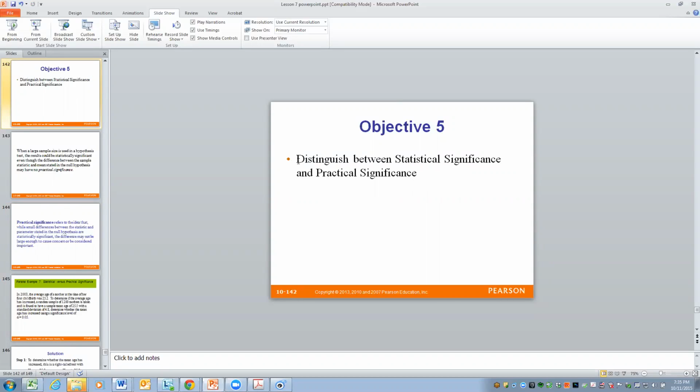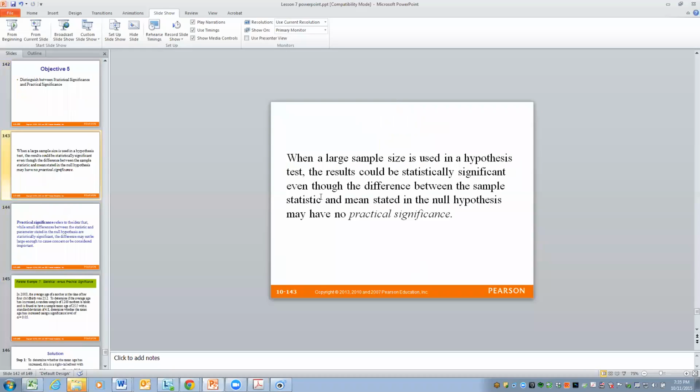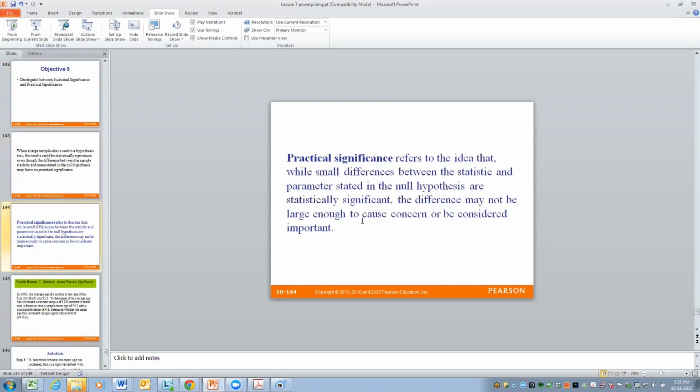So let's distinguish between the idea of statistical and practical significance. When a large sample size is used in a hypothesis test, the results could be statistically significant, even though the difference between the sample statistic and the mean may have no practical significance. Practical significance refers to the idea that while small differences between the statistic and parameter stated in the null hypothesis are statistically significant, the difference may not be large enough to cause concern or be considered important.